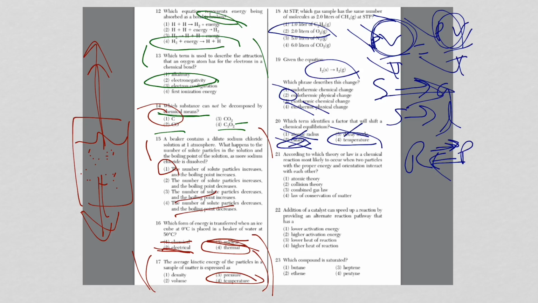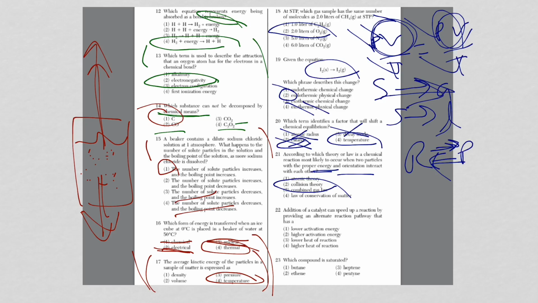All right, for 21, according to which theory or law is a chemical reaction most likely to occur when two particles with the proper energy and orientation interact? Okay, so we know this as the collision theory, that not only do particles have to collide, folks, but they have to have enough energy and be at the correct angle or orientation. It is a fact. Just know it, hence collision.